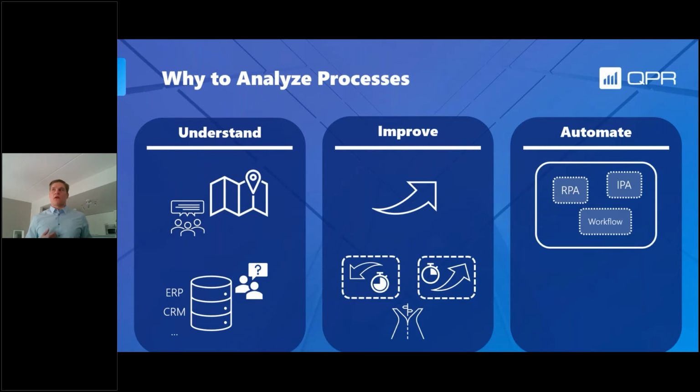And when you have a good process that you are automating with the correct tools, you will be able to improve the return on investment for your automation implementations. So you are ensuring that your automation actually has a good effect. So that's why we analyze processes. We need to analyze processes so that we can improve and get the most out of our operations.